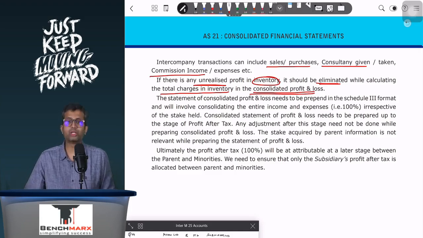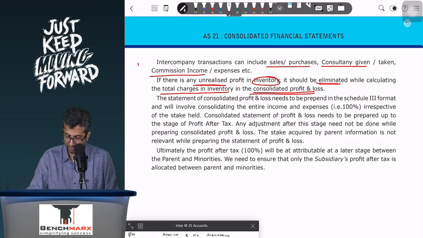You can calculate the changes in inventory as closing stock minus opening stock. Whatever is the change, from that you will subtract the unrealized profit. The second effect goes against the inventory. So this was one item, this was another item.